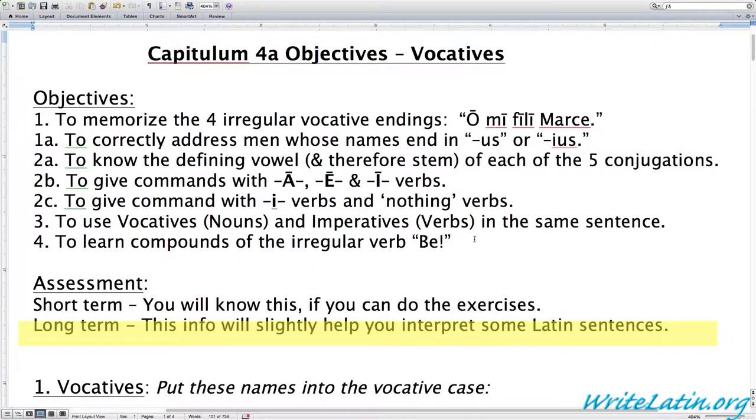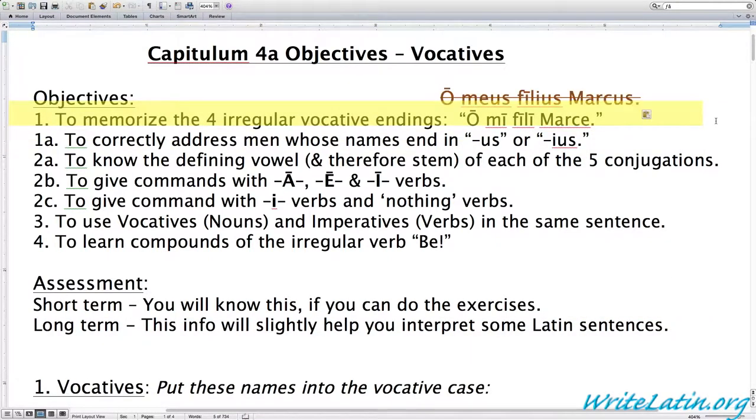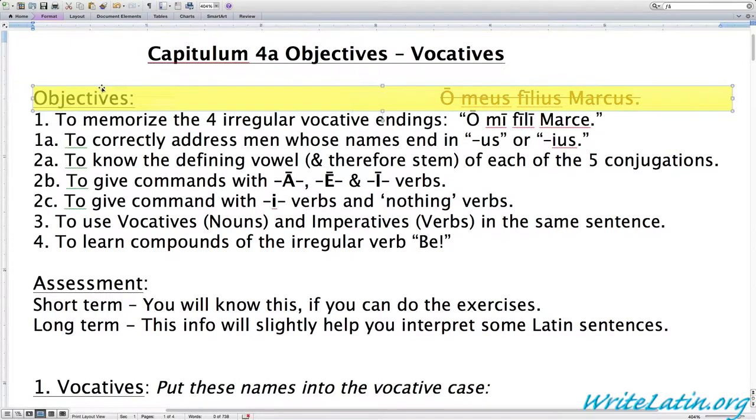First off, our first objective, to memorize the 4 irregular vocative endings in the sentence, O mi fīlī Marce. This is a sentence that a father might say to his son. Now, we might expect that it would be this above, O meus filius Marcus, O my son Marcus, with an exclamation point at the end. But that's actually not what you say when you directly address someone and use these words.